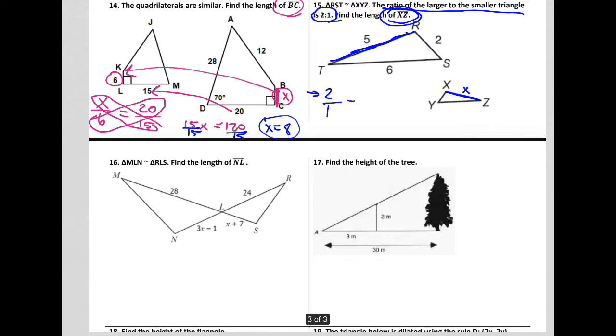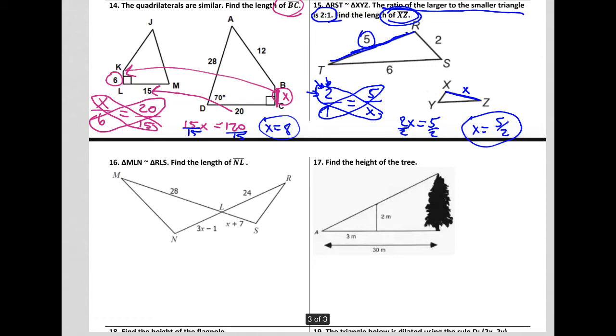So remember, it is in the order of big on top. So I'm going to put the 5 first because it's off the bigger triangle. And x on the bottom. So now when I cross multiply, I have 2x equal to 5. And then dividing by 2, we get x equals 5 over 2, or 2.5. So that is our answer for that one.